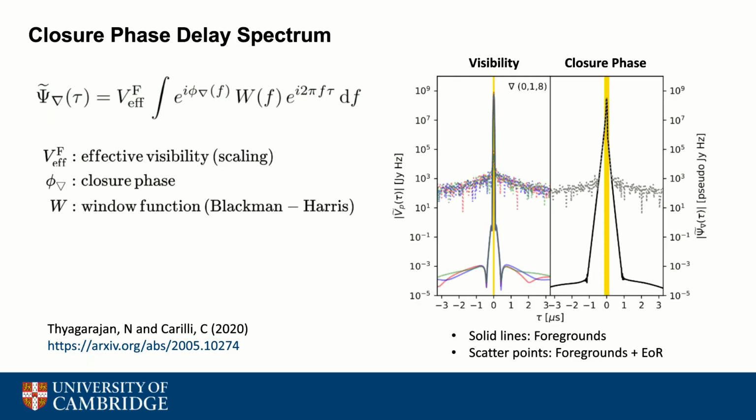Now this plot here I've taken from the paper, and it shows simulated delay spectra for visibilities and for the closure phase side by side. I'll start by focusing on the visibility delay spectrum. The solid lines show the delay spectrum for a sky that contains foregrounds only, while the scatter points also include the EOR. So as we expect, the spectrally smooth foregrounds are confined to low delay modes, while the rapidly fluctuating EOR also occupies higher delay modes at which we can separate the signal out.